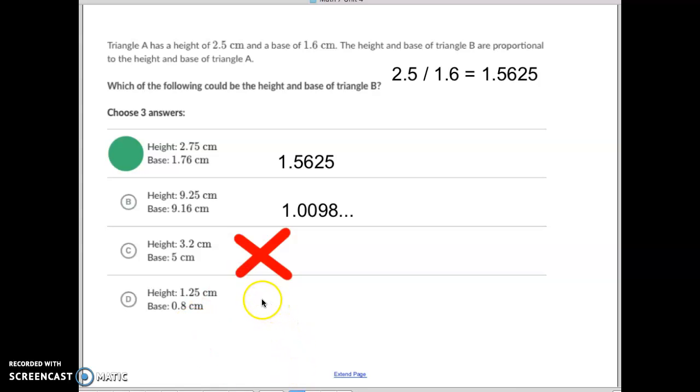And then finally, 1.25 divided by 1 or 0.8. Let's see, do that on the calculator. And you get 1.5625. So yes, that one works as well.